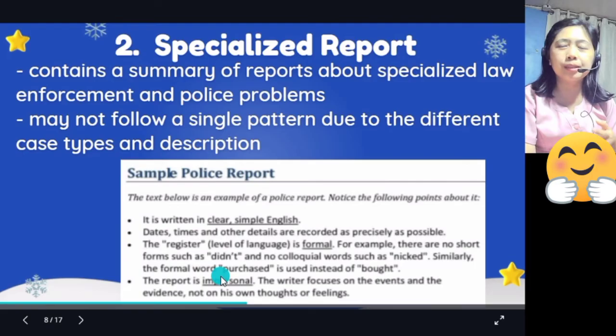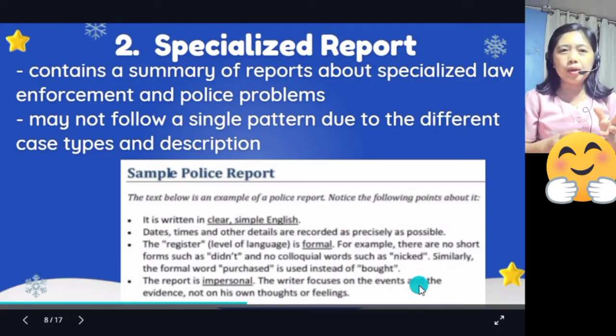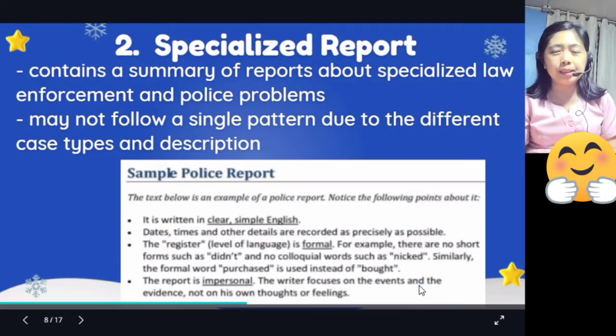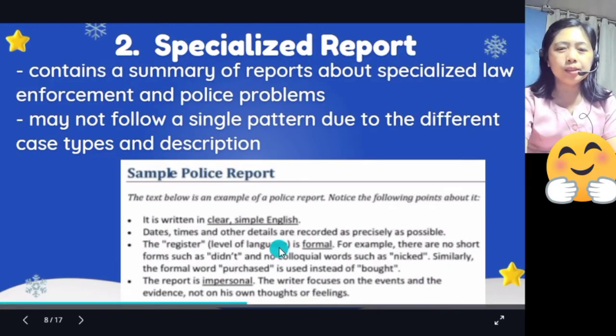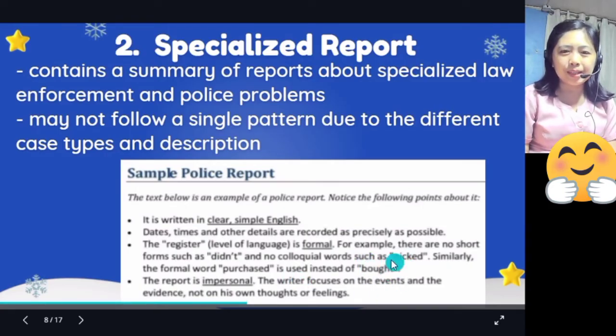Okay, just like the word didn't. So instead, you complete that one, did not. Okay. And no colloquial words, or whatever term you should use that is acceptable to everyone. Okay. And also, for the formality, you use the word purchased instead of the word bought. Okay.